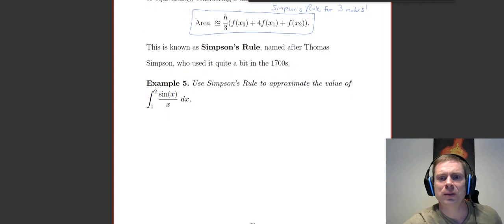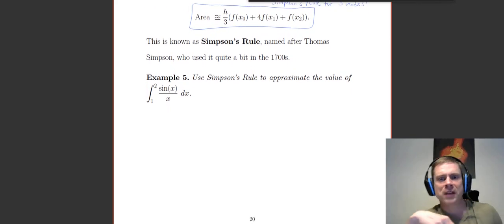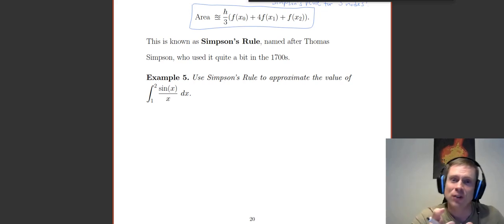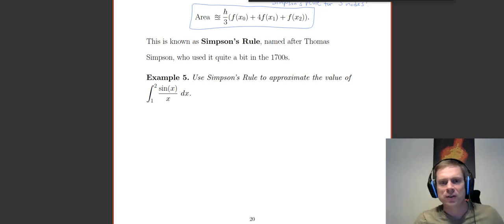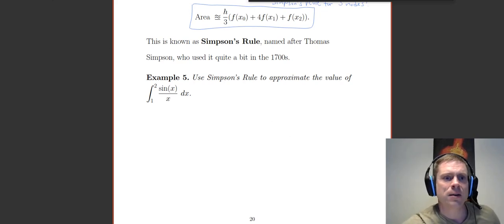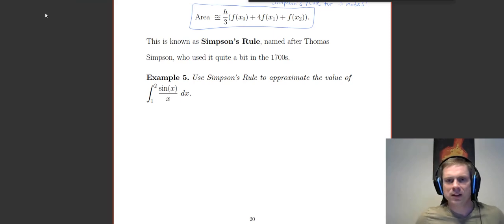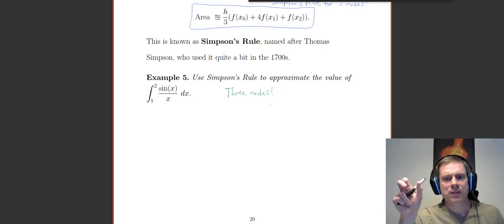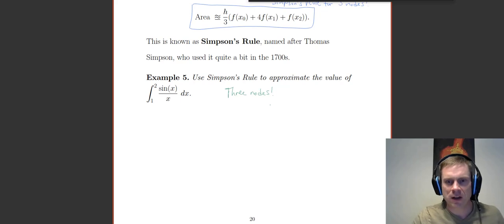So we're going to use Simpson's rule to approximate the value of this integral right here. It's another special function. You can't do this by hand. You have to go to an approximating technique, and so we're going to use Simpson's rule for this. So let's start with some basic information here. We want to use 3 nodes here. And if we have 3 nodes, that's going to be, if they're equally spaced between 1 and 2, 1 and 2 are 2 of the nodes, and the third's going to be 1.5. So let's write that down.